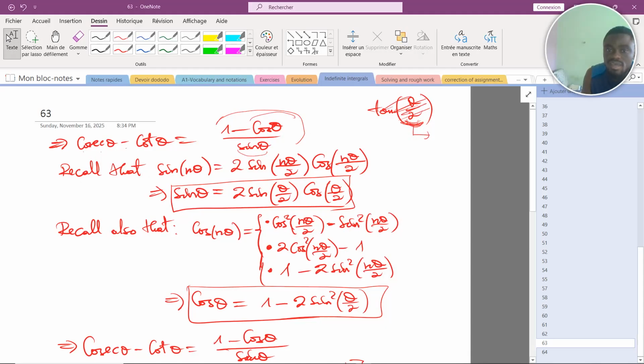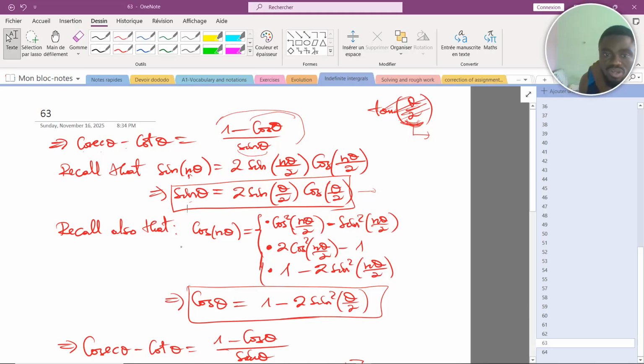2 sin(nθ/2) over 2 cos(nθ/2). So this implies, if I replace n here by 1, because the sine θ that we are finding has 1 in front here, I put 1 here. So it implies sin θ will be equal to what? 2 sin(θ/2) over 2 cos(θ/2). We have already our expression for sin θ.